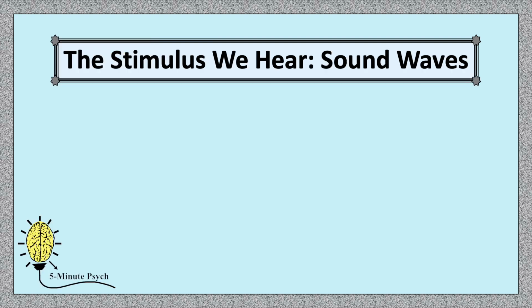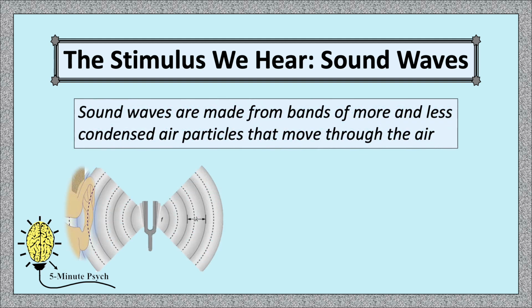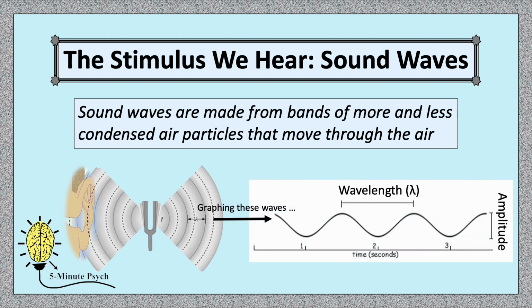Our auditory system processes sound waves that are made up of bands of more and less condensed air particles that move through the air. These sound waves can vary in wavelength, or the distance from the peak of one wave to the peak of the next wave. Variations in wavelength affect the pitch of the sound, with short wavelengths or high-frequency waves sounding high-pitched and long wavelengths or low-frequency waves sounding low-pitched.